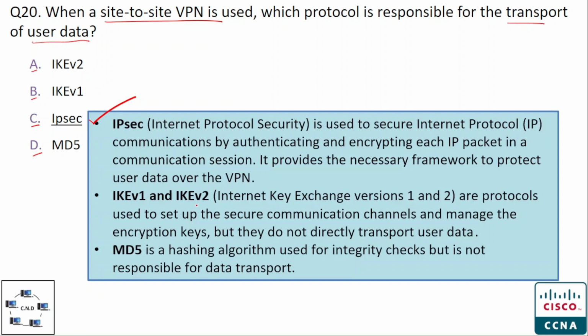IKE version 1 and IKE version 2, that is Internet Key Exchange version 1 and version 2, are protocols used to set up the secure communication channels and manage the encryption keys, but they do not directly transport user data. MD5 is a hashing algorithm used for integrity checks but is not responsible for data transport.